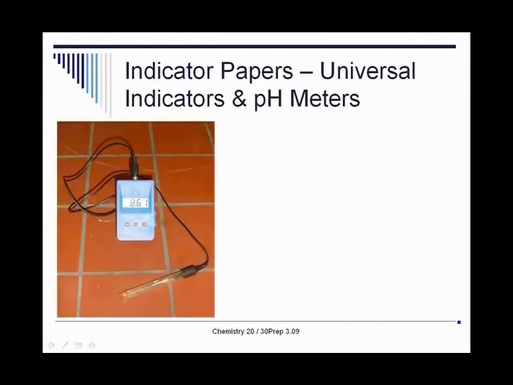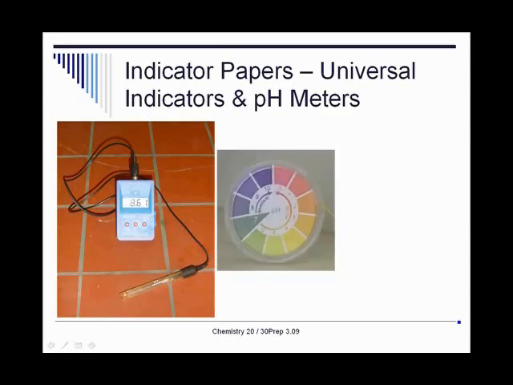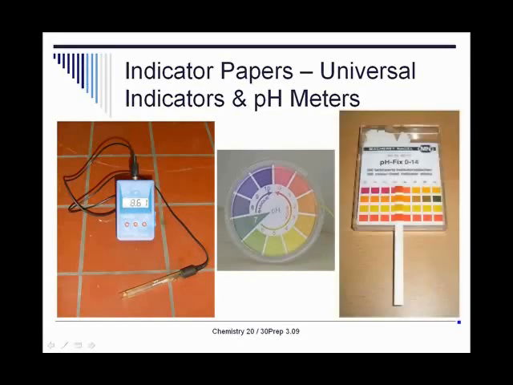Other ways of measuring pH: there are pH meters that you can just stick into a solution, and the pH is given on a digital or analog, usually digital now, meter. There's pH paper that has a variety of indicators on it, and based on the color that the paper turns, you can read the pH.